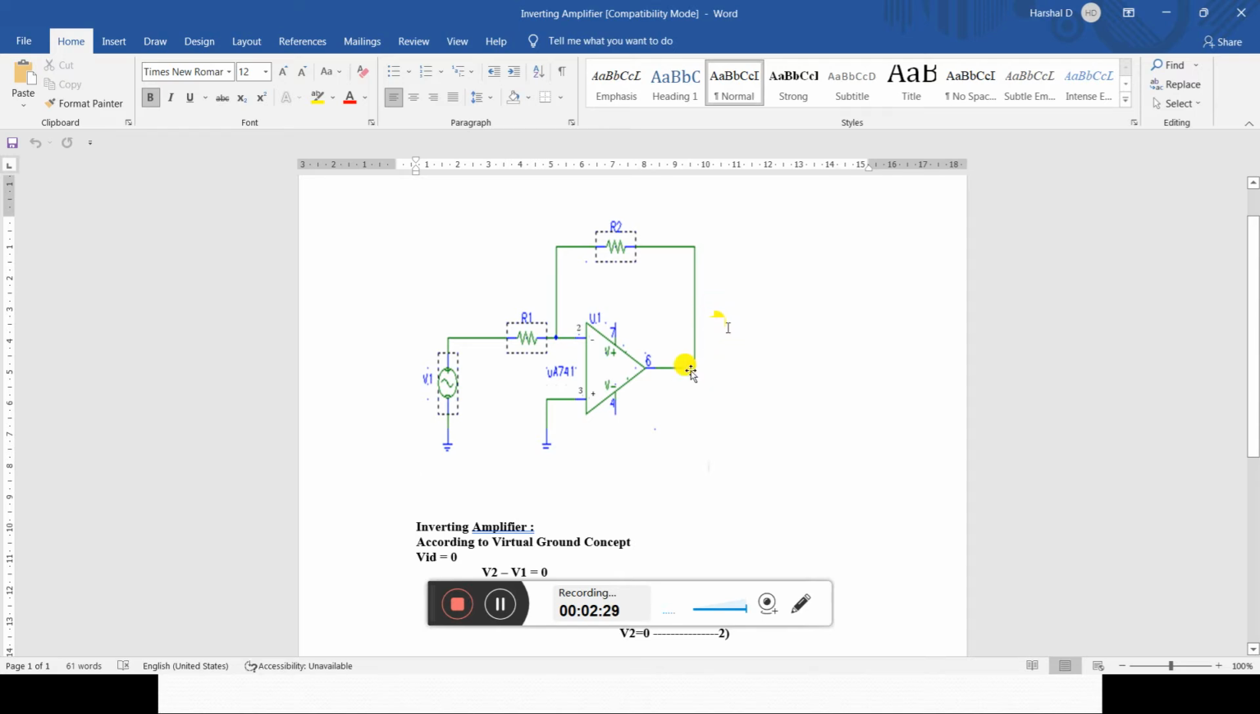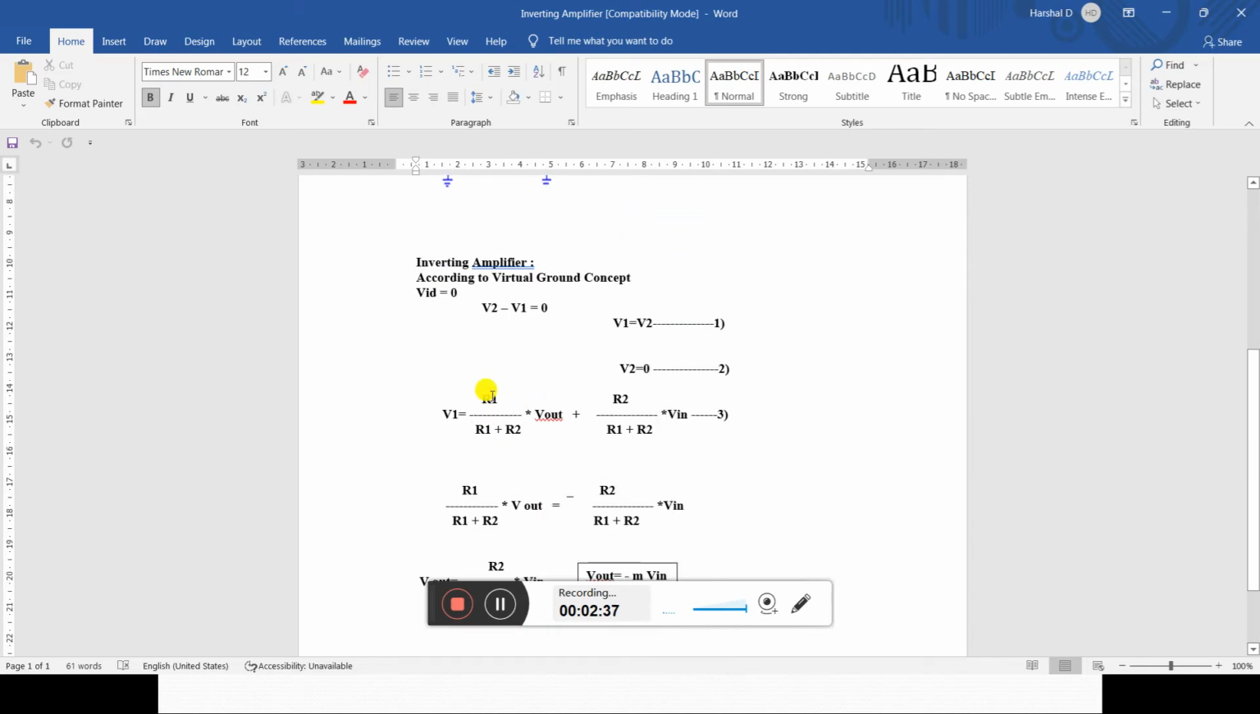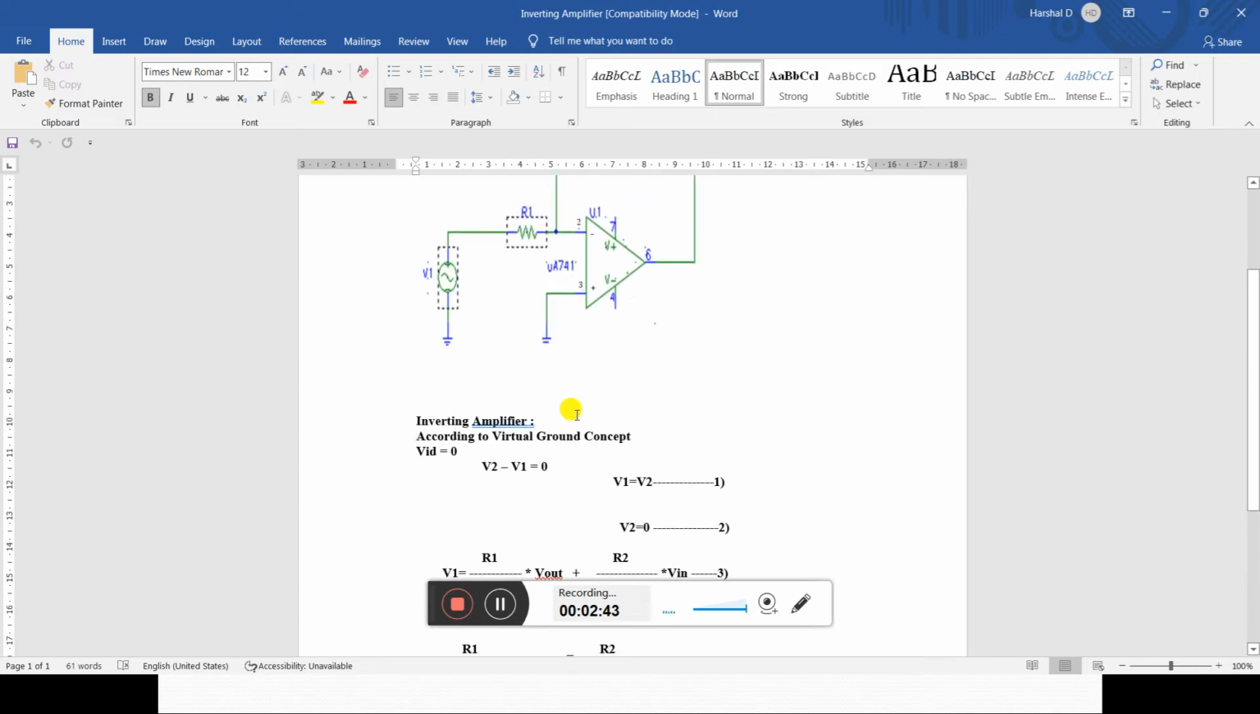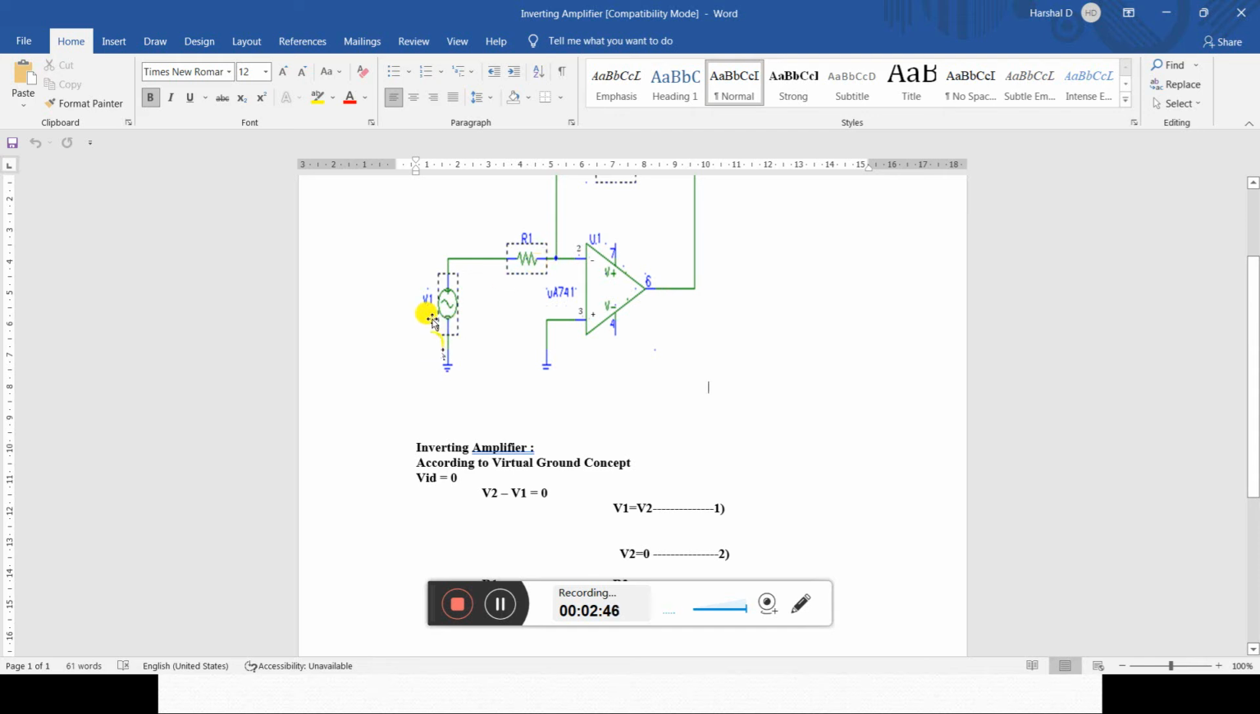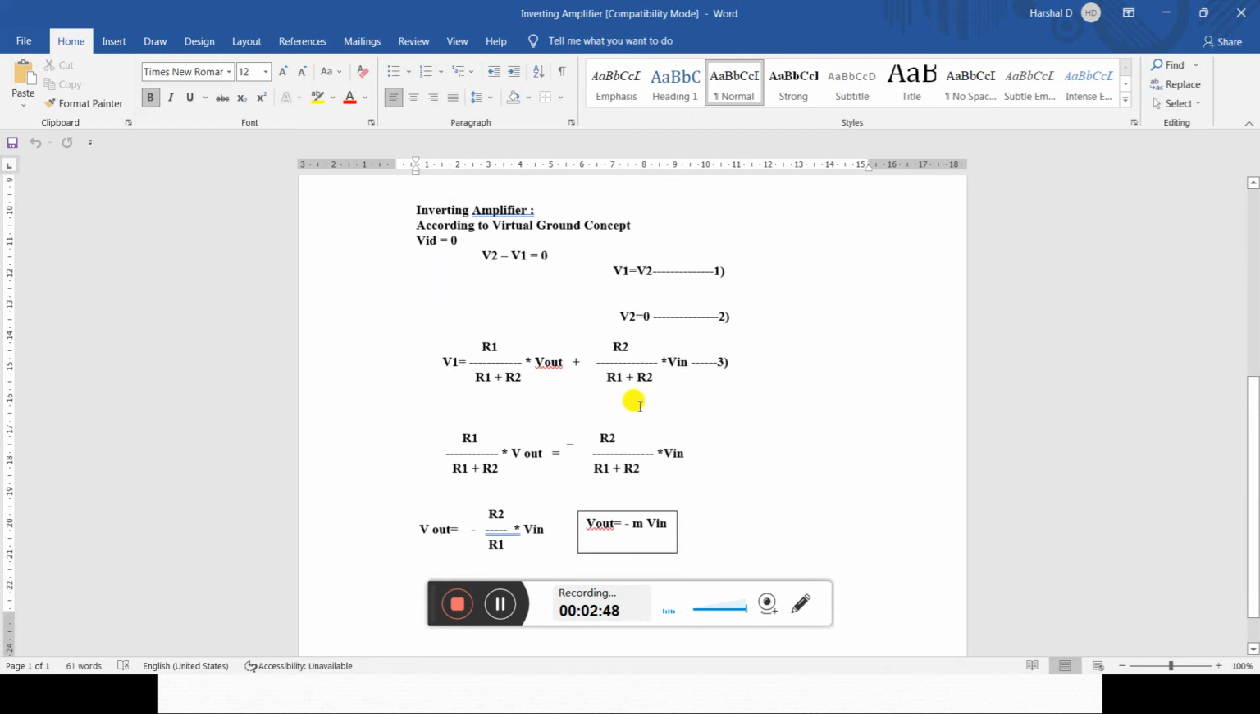That means the voltage drop across R1 is R1 divided by R1 plus R2 multiplied by V0. This is the first formula, R1 divided by R1 plus R2 multiplied by output, plus the voltage developed due to the input voltage also, R2 divided by R1 plus R2 multiplied by V in. Then V1 is equal to R1 divided by R1 plus R2 into V output plus R2 divided by R1 plus R2 into V in. Now here equations 1, 2, 3 are compared with each other.